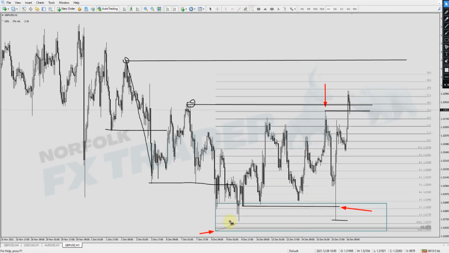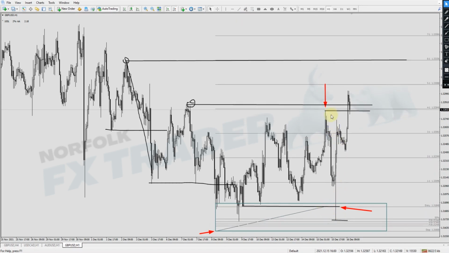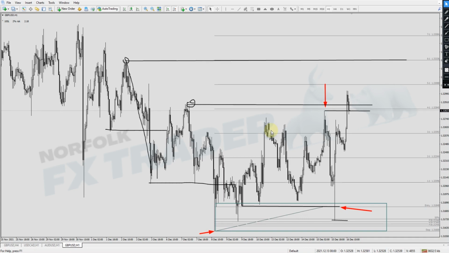Now, whether you use this low or this low here, this would be your entry. And you can see that we've taken just about a 4 to 1 risk to reward on both of those positions. That is an 8% profit on that one trade. So if you're struggling with those profit targets, this is a great way to help you to find those potential targets. And in fact, it's a great money management strategy to help you progress as a trader.